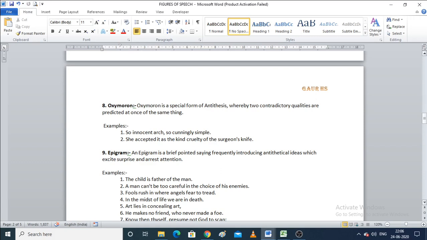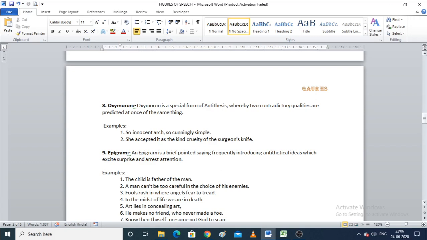Now for that girl, she is very beautiful and clever. The girl is one noun, right? Now you are giving two qualities of that same thing, that is, she is beautiful as well as she is clever. So this is known as oxymoron.